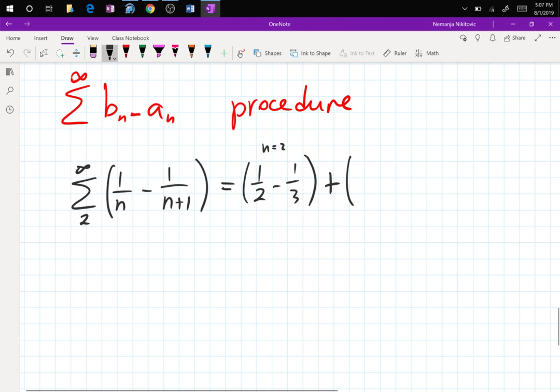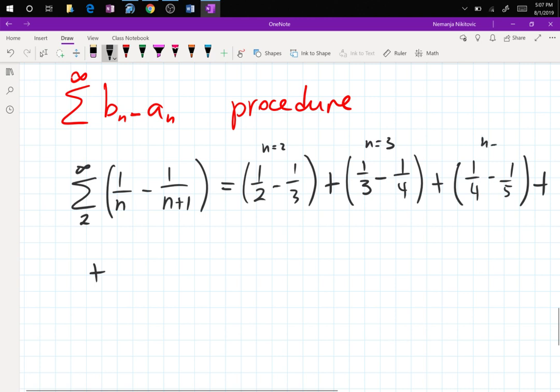So for the next term, n equals 3, you have 1/3 minus 1/4. That's when n was equal to 3. Then for the next term, when n is equal to 4, you have 1/4 minus 1/5. And the last term I'm going to write for this part is when n is equal to 5, and that will be 1/5 minus 1/6, plus 3 dots. This pattern will continue forever.